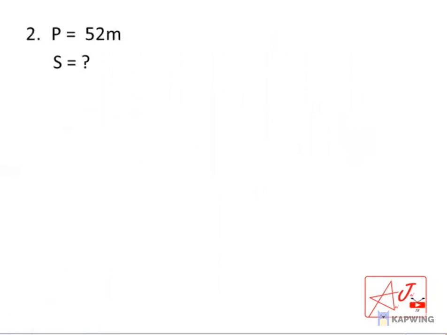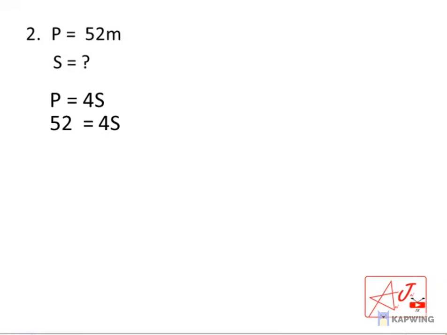Okay. So next, perimeter is equals to 52 meters at ang side ay nawawala. So S yun nandyan, ibig sabihin square ang pinag-uusapan dito. At ang formula for the perimeter of square is P is equal to 4S. Given yung perimeter, so yung P papalitan natin ng 52 kasi 52 yung perimeter na nakalagay. Equals 4S. So S ang kailangan natin pero may 4 sa S. O kailangan nating ma-eliminate si 4.